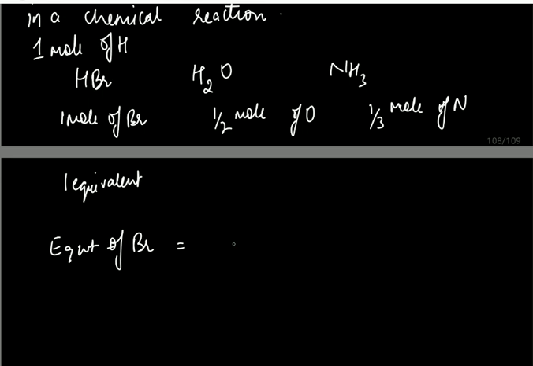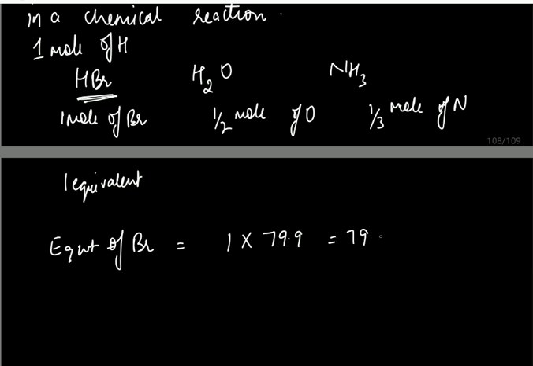So the equivalent weight that we need to calculate, let's say the equivalent weight of bromine in HBr, since only one hydrogen is bonded over here, 1 mole only, so 1 into the molecular weight of bromine, that is approximately 79.9.